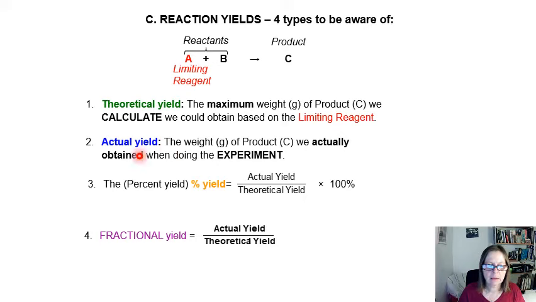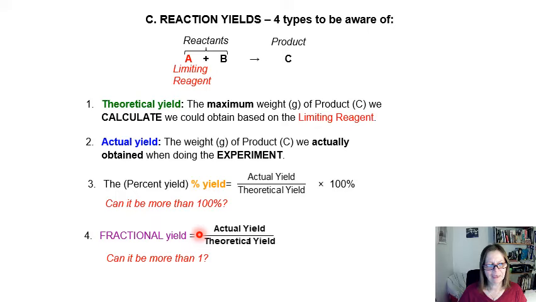Then the percent yield is what we got, the experimental weight of what we got over the theoretical yield, what we could have gotten in a very perfect world, times 100%. This is our percent yield. We also can calculate a fractional yield. It's the same thing as above, except it's not in percent, so it's the actual yield, what we got, over the theoretical yield.